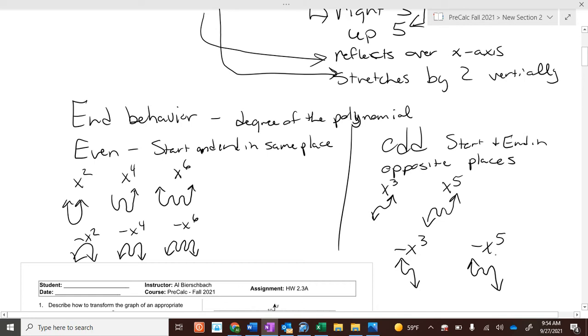So I say, when there's a negative in front, look at where it's going to end. If it's negative, it's always going to end going down. If it's odd, they're going to go opposite. If it's even, they're going to go in the same place. Okay? We good with that?